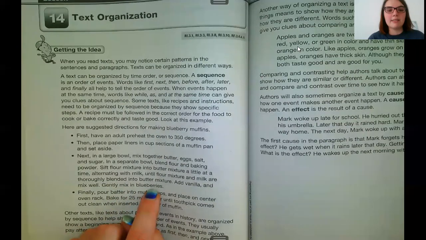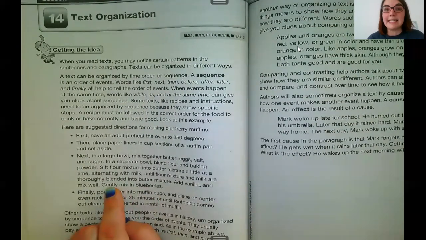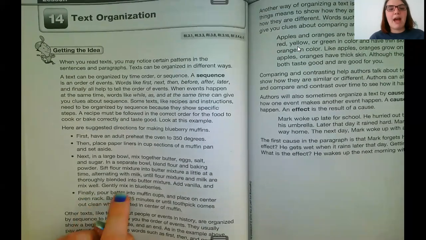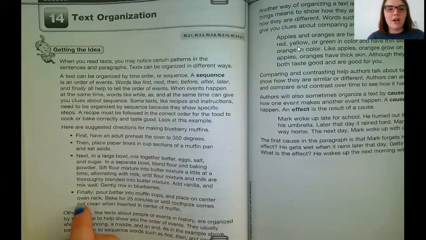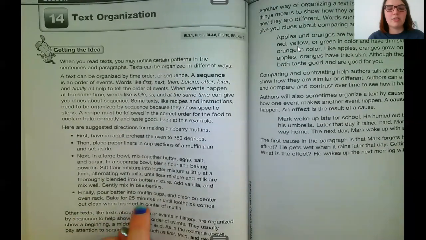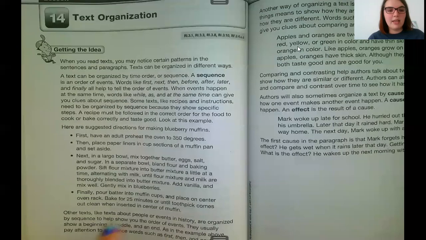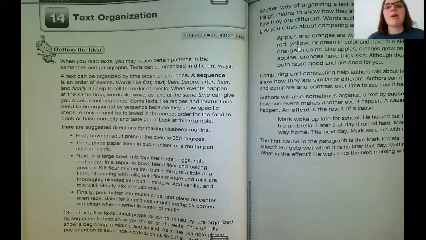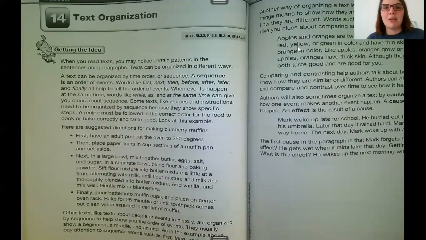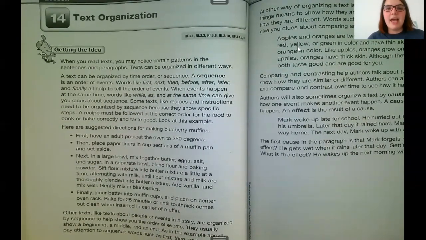Gently mix in blueberries. That word gently is key because if you don't, the blueberries get all smushed. Finally, pour batter into muffin cups and place on center oven rack. Bake for 25 minutes or until toothpick comes out clean when inserted in center of muffin. So we have learned about different types of text structures, so you should be able to remember sequencing, and this should be a nice, easy review for you this week as we look at sequencing and also cause and effect.